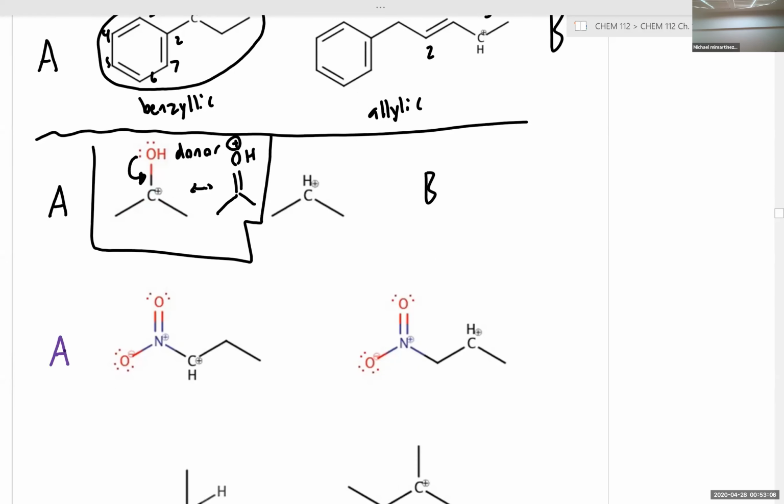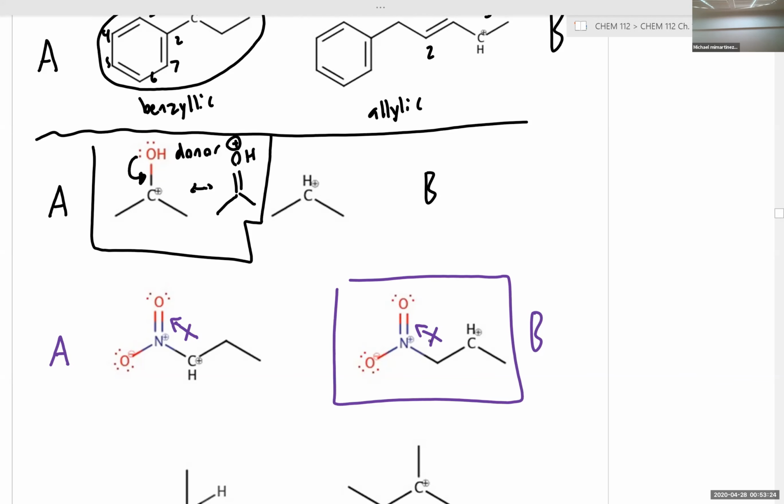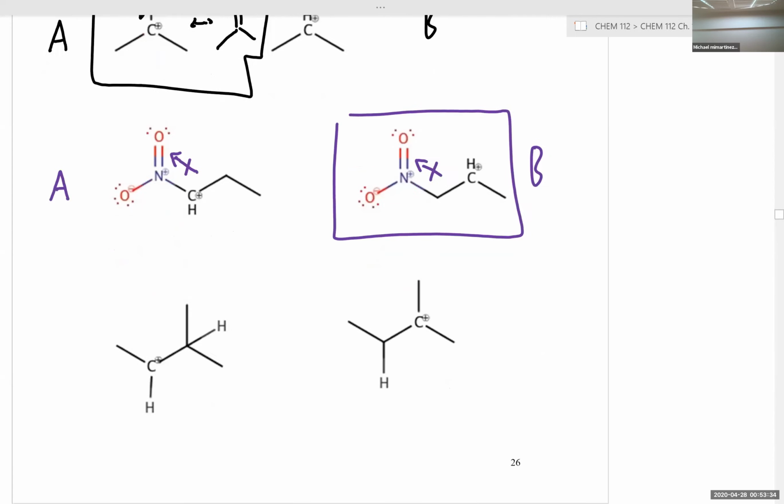Okay, let's keep going now. Let's compare A versus B, and I'd like you to take a moment and tell me which carbocation is more stable, A or B. See a lot of people typing B. That's exactly right. This nitro group is inductive withdrawing, and you want to have the farthest distance from your inductive and resonance withdrawing groups as possible. Exactly right. Everyone's doing great at this.